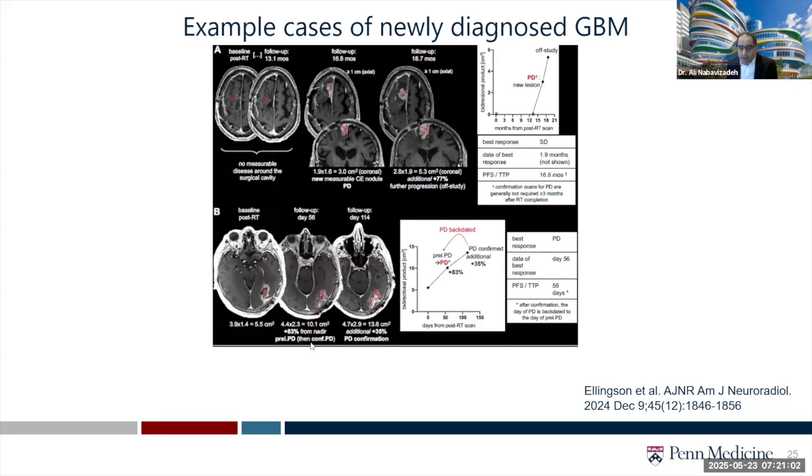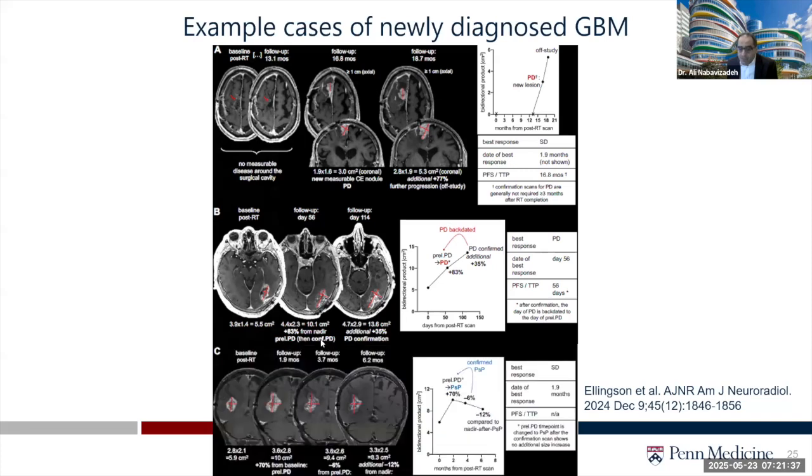Second example is a patient who was actually within the 12-week period. This is the baseline, and this is the follow-up at day 56. You can see that the lesion size significantly increased on follow-up. However, because we are within 12 weeks of completion of radiation, we need to confirm the progression by a follow-up scan, which showed continued growth. So the progression is confirmed and the date of progression is backdated to the scan that initially showed progression.